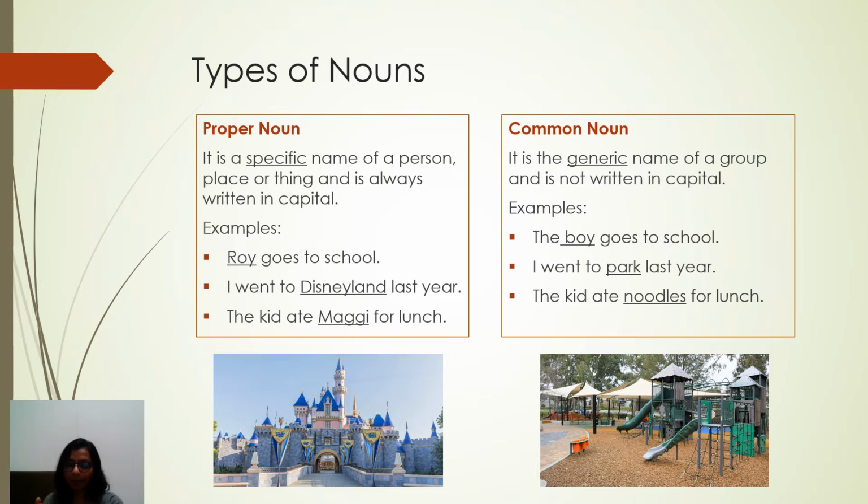The second example, I went to park last year. Now, park can be any park anywhere. It is not some specific park that I'm talking about. Similarly, the third example, the kid ate noodles for lunch. It can be any noodles, any brand of noodles. I'm not talking about a particular brand. So I hope you understand the difference between the proper noun and the common noun here.